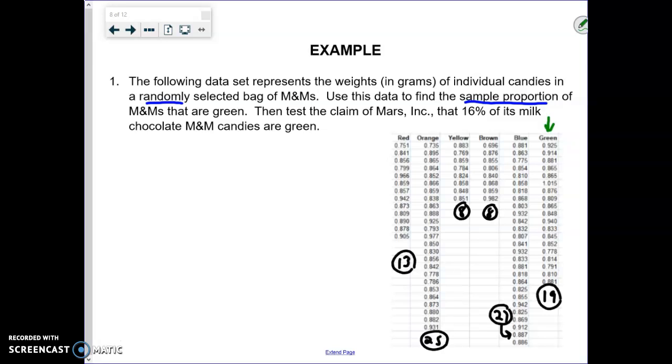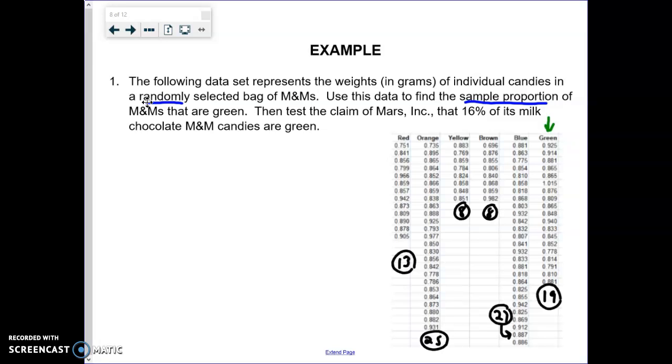All right, so what I did was, ladies and gentlemen, the first thing is I've given you the data here, and these data represent weights. Now, again, weights are quantitative. When we do proportions, we want qualitative. We want the percent of M&Ms that are green. So really, we don't need the weights here. We just needed to figure out in this bag how many were red, orange, yellow, brown, blue, and green, which I did ahead of time to save some time.